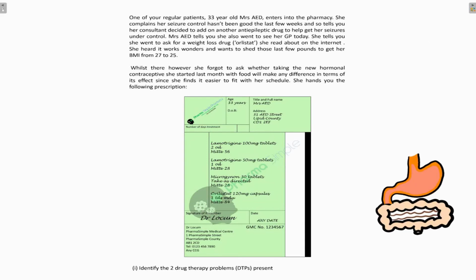Now, Orlistat basically acts to inhibit gastrointestinal lipases. Lipases are enzymes that are involved in the digestion of fat. And so they reduce dietary fat absorption to help the patient to lose weight. Now, take note that many AEDs also tend to be fat soluble.